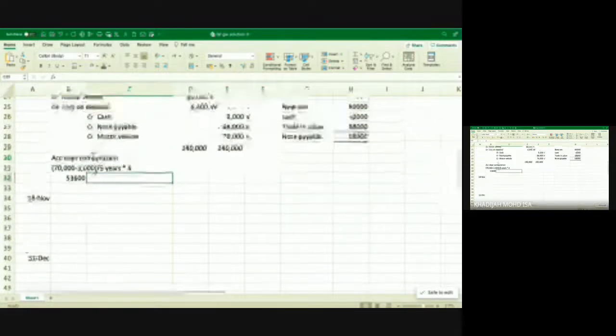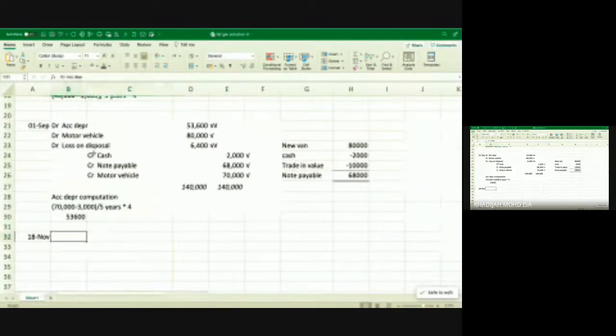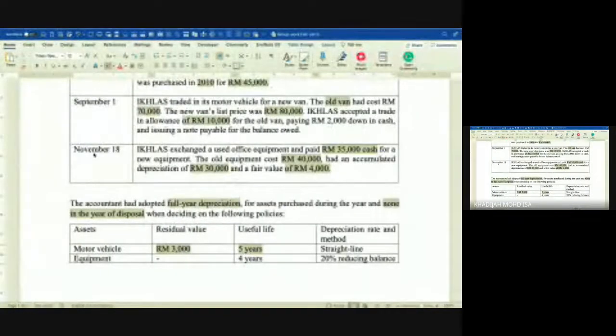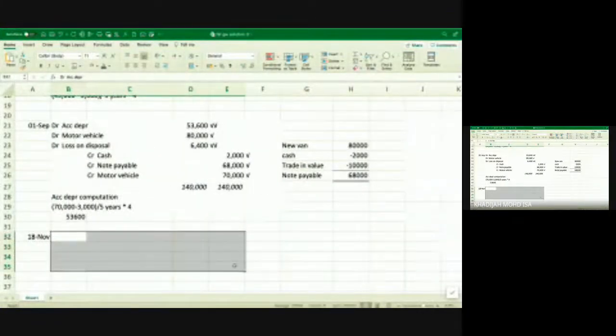Just now that's how you compute the depreciation. For the equipment, you're already given the accumulated depreciation of 30,000, so you don't have to compute that. So you're going to credit the old equipment 40,000. You're going to debit accumulated depreciation 30,000, and for the new equipment, you exchange the fair value of 4,000. So that means that is a trade-in value. So that's how you're going to record this in the journal.